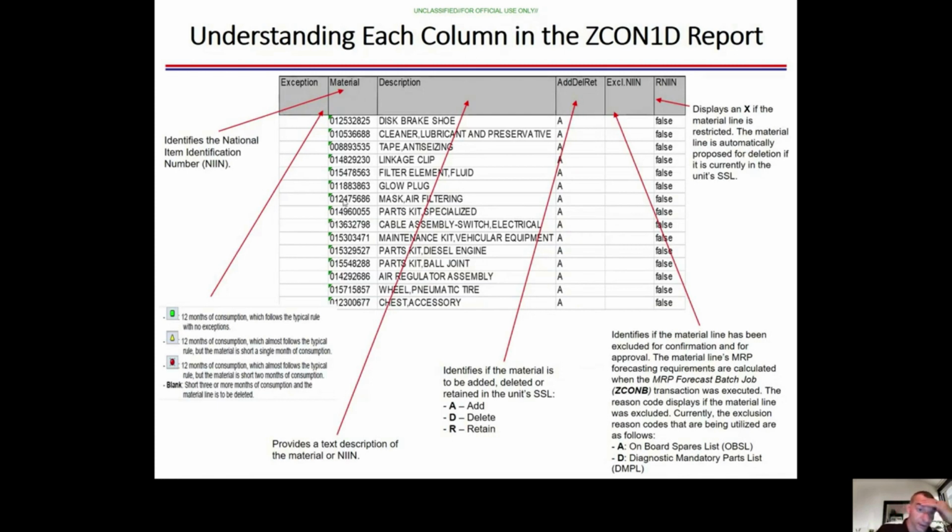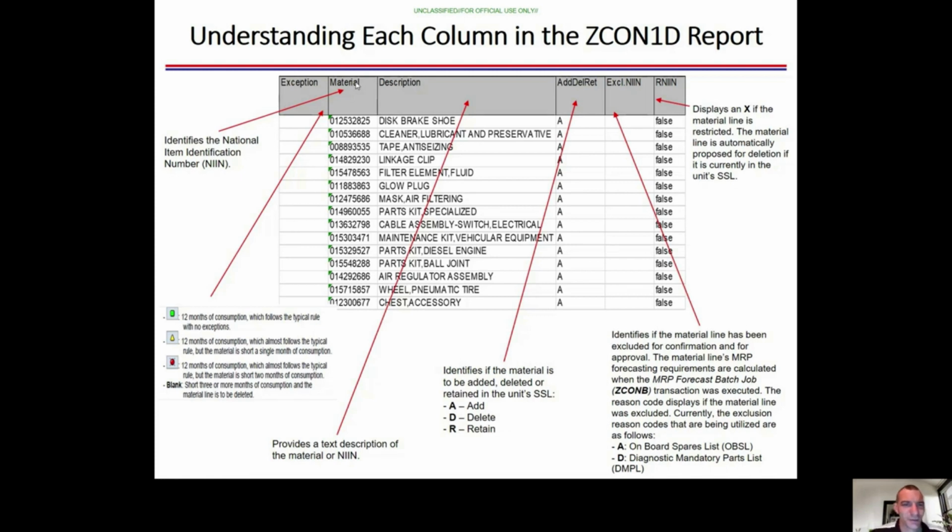So if we look at your first column here, you've got the exception. Okay, so basically you'll have 3 different color lights. You'll have green, yellow, and red. So the green light is 12 months of consumption, which follows the typical rules. If you have a yellow triangle in a 12-month consumption, which is followed by most rules, the material is short by a single month of consumption. So it doesn't meet that criteria to actually do stock. Red light means you are short more than 2 months of consumption, and if it's blank, it's short 3 or more months of consumption, and the material is supposed to be deleted.